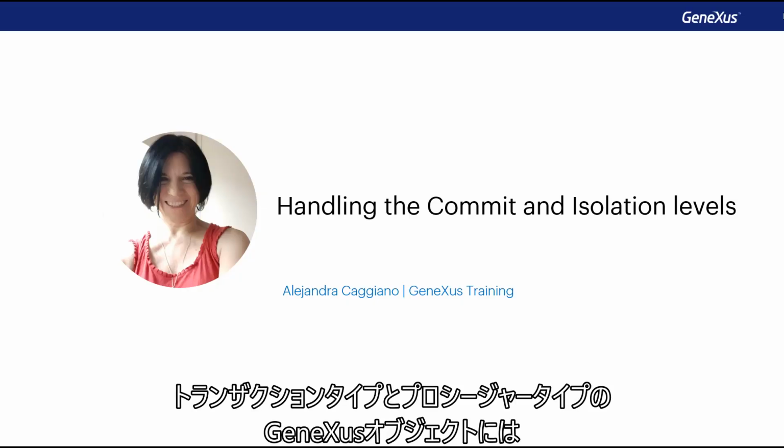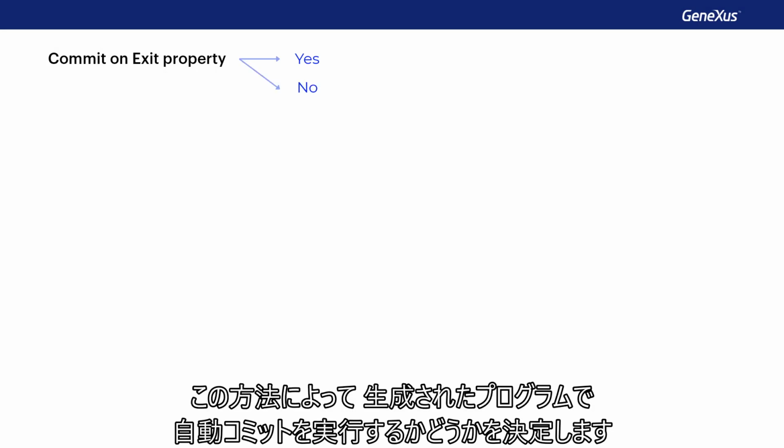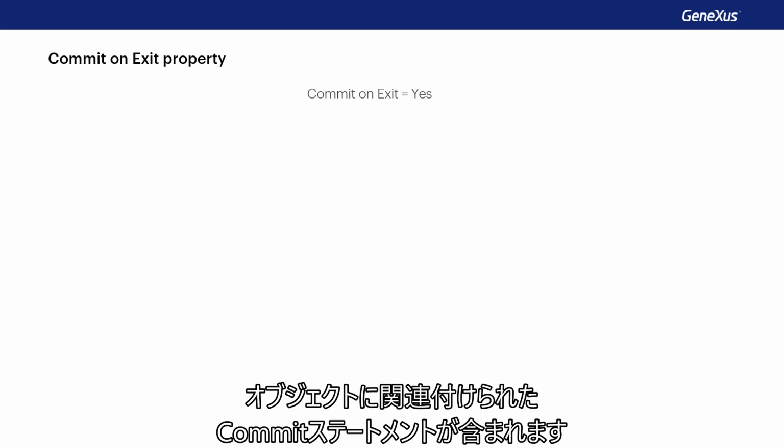The GeneXus objects of transaction and procedure type offer the property commit on exit that can take the value yes or no. In this way, it's decided whether the generated programs will execute an automatic commit. By default, GeneXus includes a commit statement in the generated programs associated with the objects of transaction and procedure type.